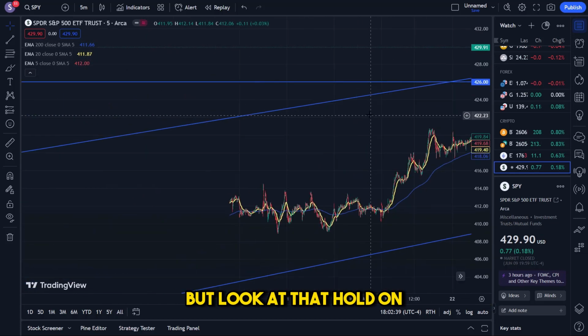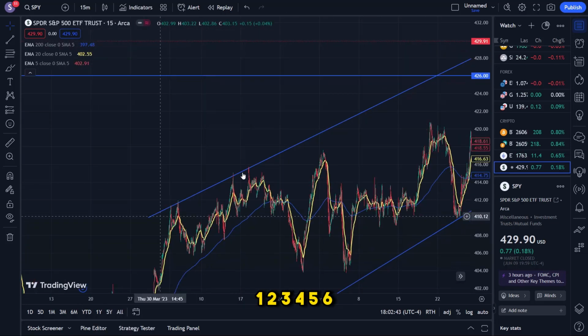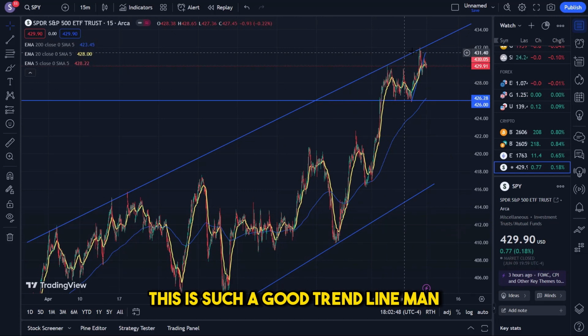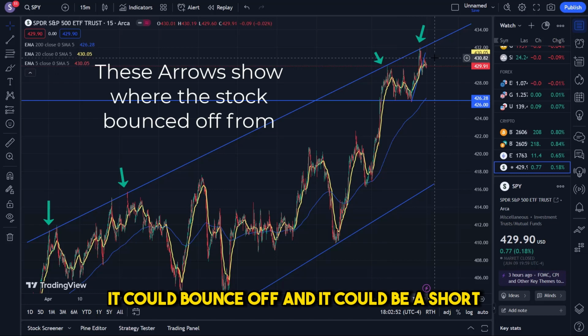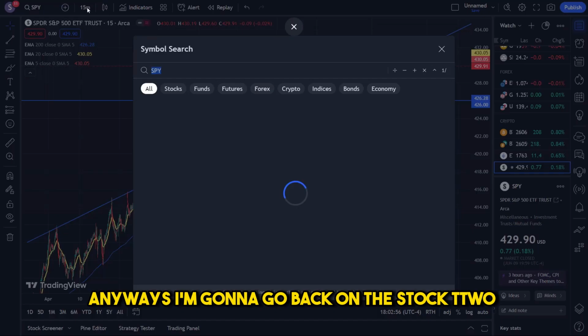But look at that. I think it's better to see on the 15-minute chart. Look at that. 1, 2, 3, 4, 5, 6. This is such a good trend line, man. So basically, once it goes up here, it could bounce off and it could be a short. That's what trend lines are for. Anyways, I'm going to go back to the stock.